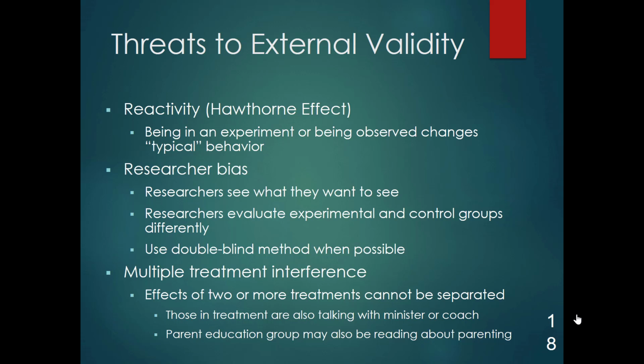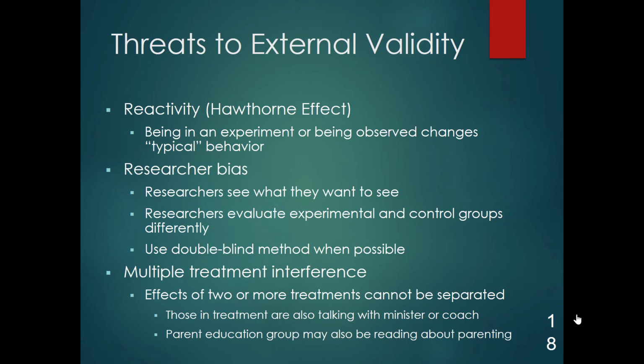With the researcher bias, it's basically that the researcher sees what they want to see. And so researchers evaluate experimental and control groups differently. One way to solve this problem is to use the double-blind method when possible. A double-blind method is when neither the researcher nor the participant knows whether the participant is in the control group or the experimental group. We also have multiple treatment interference, and this happens when the effects of two or more treatments cannot be separated.